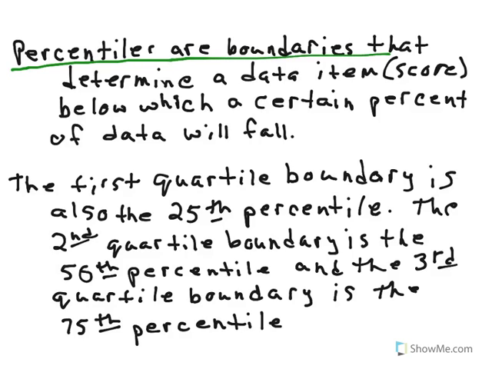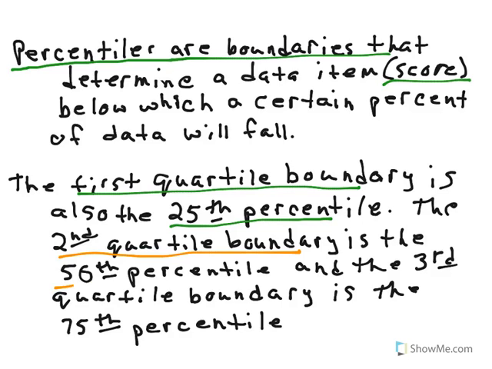Percentiles are boundaries that determine a data item or score below which a certain percent of data will fall. The first quartile boundary is also the 25th percentile. The second quartile boundary is also the 50th percentile. The third quartile boundary is also the 75th percentile.